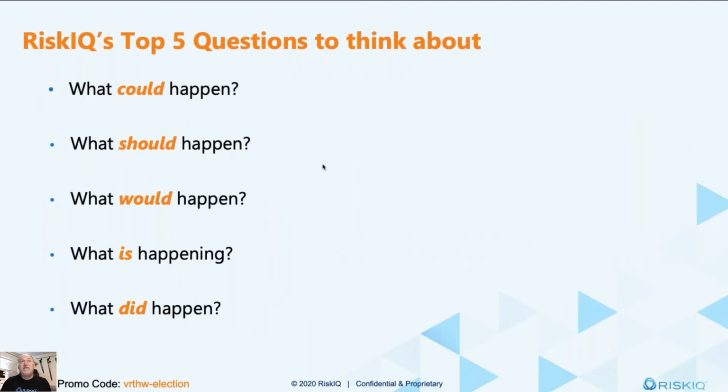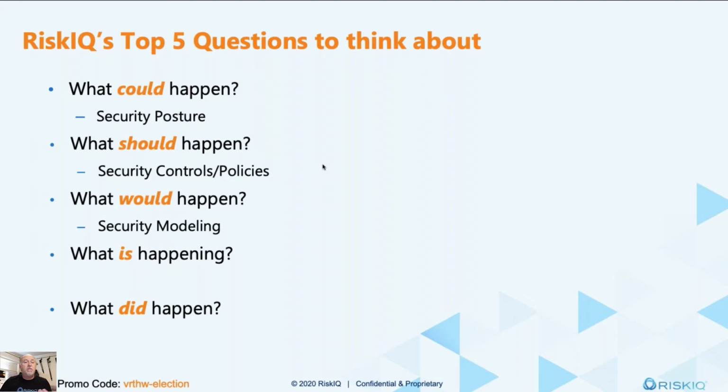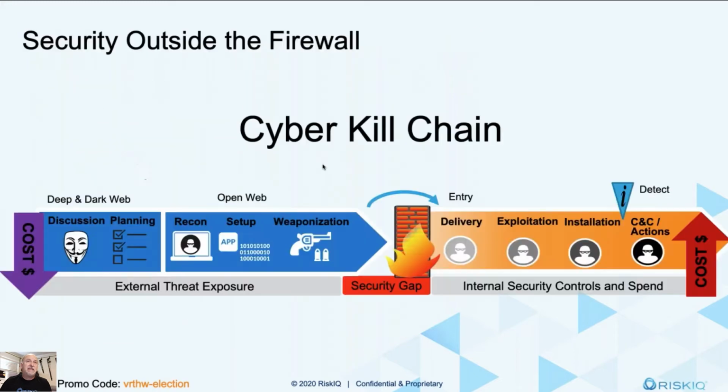So this gives you the information to think about what could happen, what should happen, is it happening now, or did it happen? These are the questions that we could answer with our solution. So this could talk about your security policies, your posture, you're modeling something. If this happened, then what would happen? And then your investigations. And we're going to talk about the investigations today.